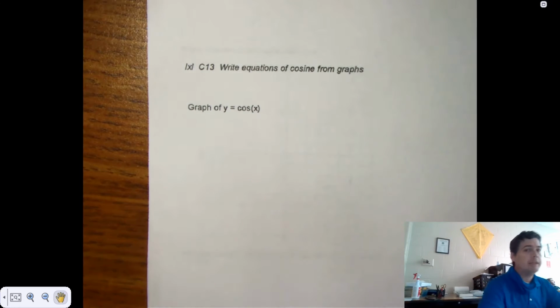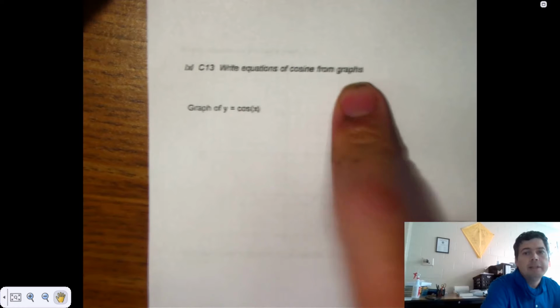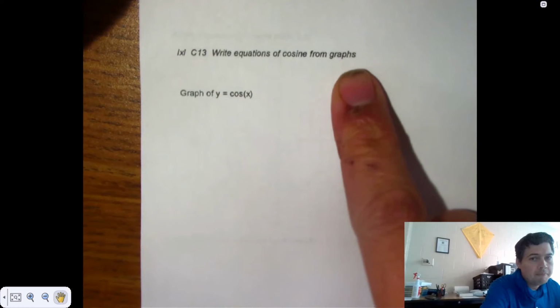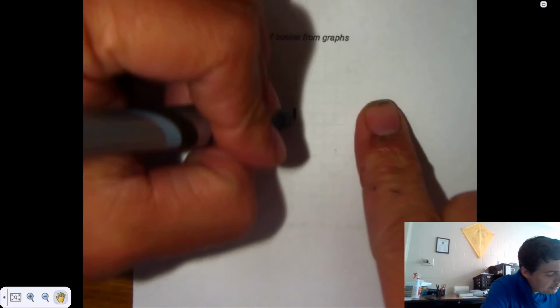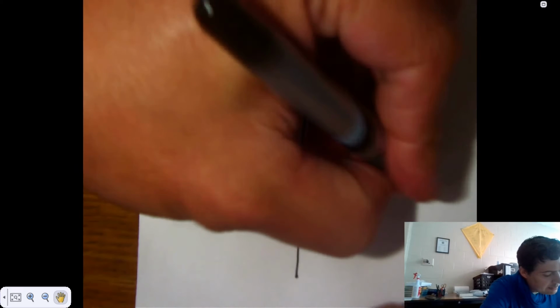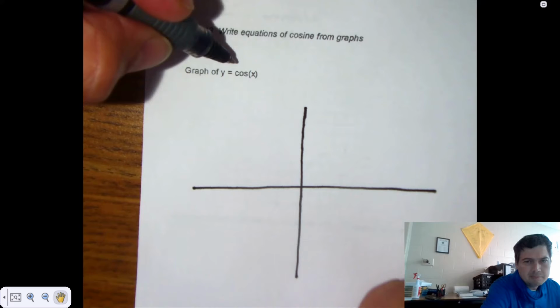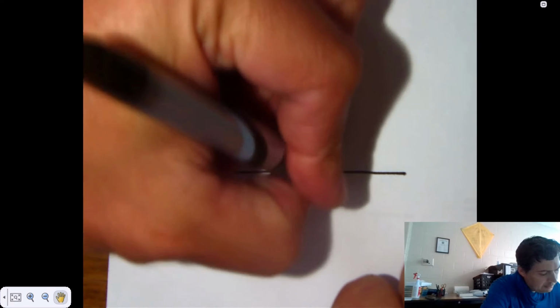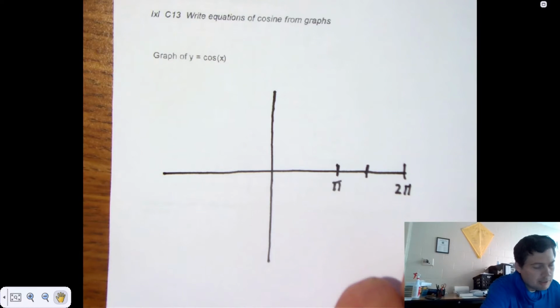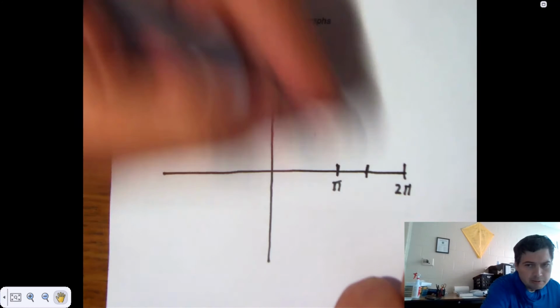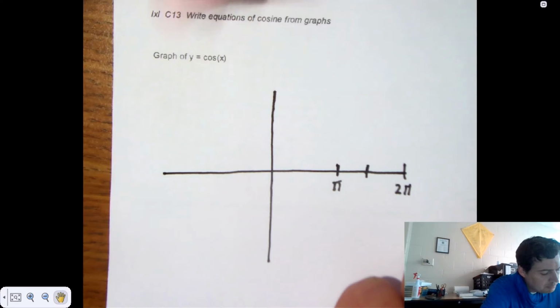So this is your easy one, calculus. This is writing equations of cosine graphs. You already know what the graph of y equals sine of x looks like. But cosine is pretty similar, and it's about the unit circle. They're actually really close cousins to each other. They use the same key points because they have the same period. And if you think about the unit circle, same intervals of pi.